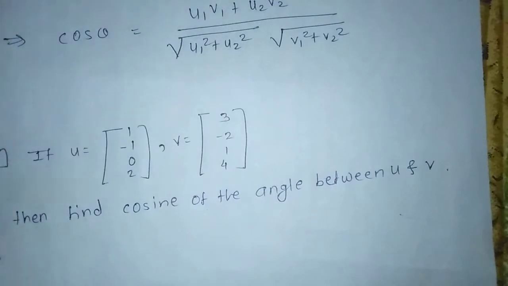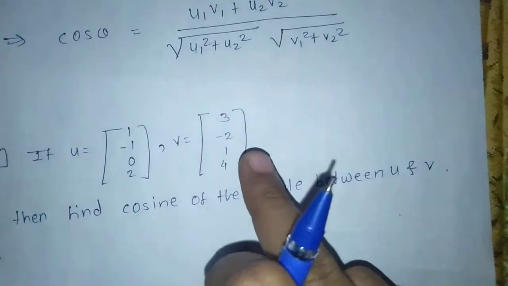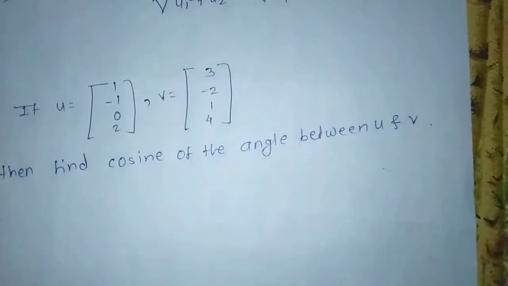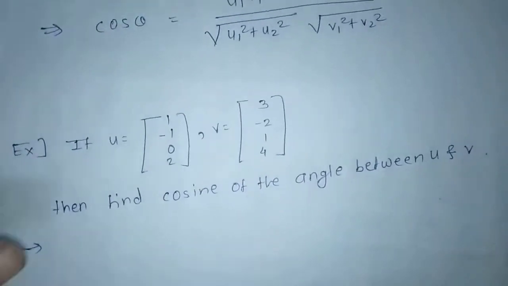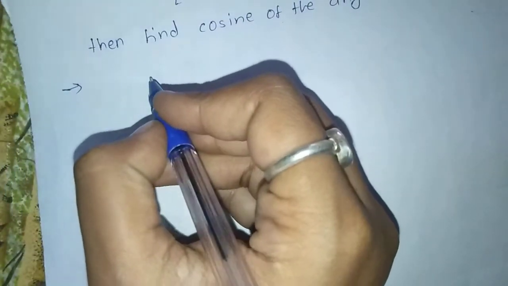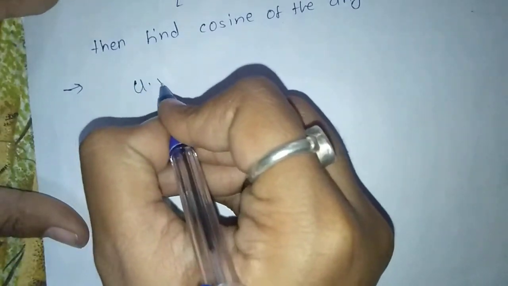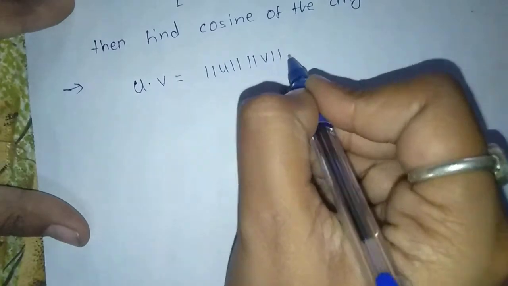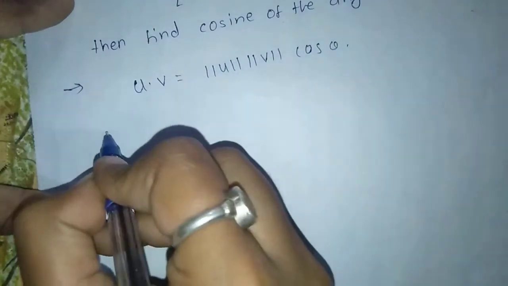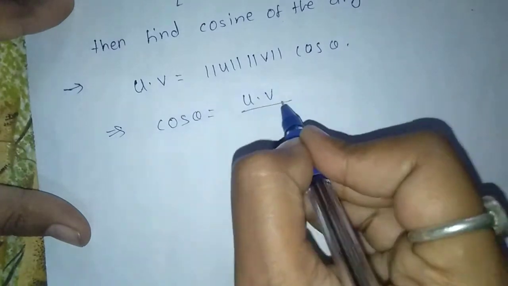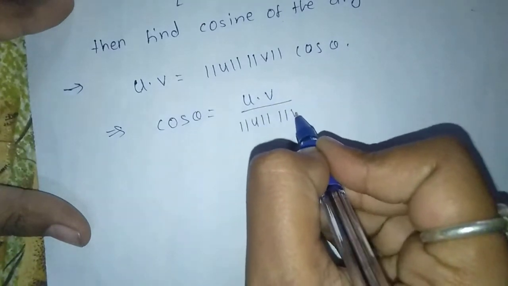If U = (1, -1, 0, 2) and V = (3, -2, 1, 4), find the cosine of the angle between U and V. First, we know the formula: U dot V is equal to norm U times norm V times cos theta, which implies cos theta is equal to U dot V upon norm U times norm V.